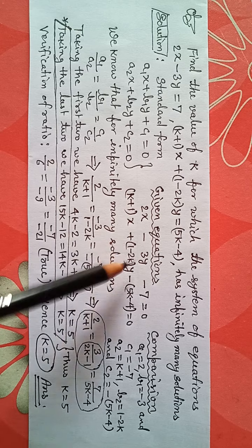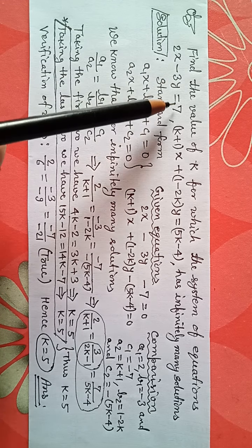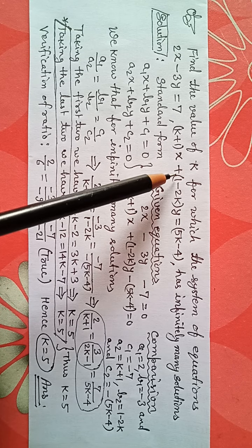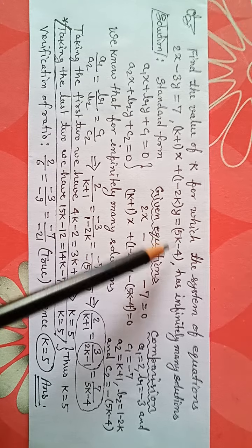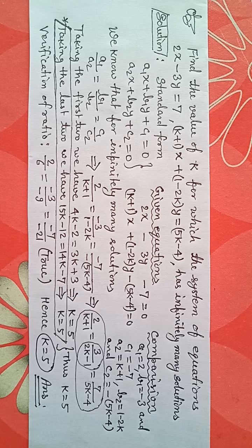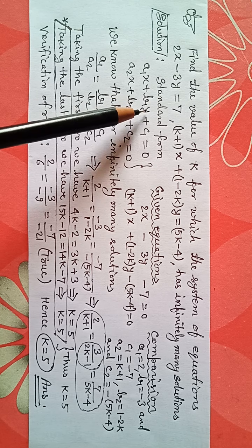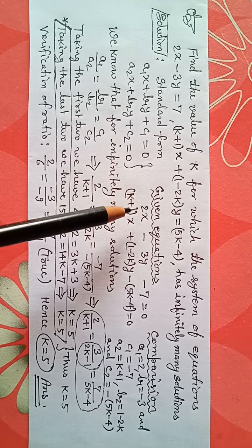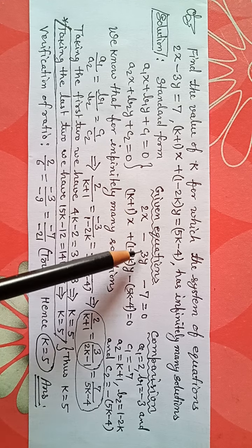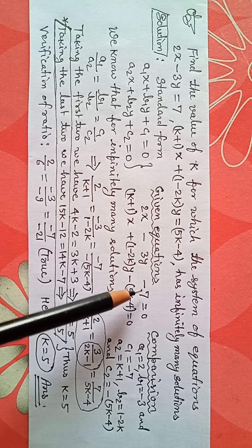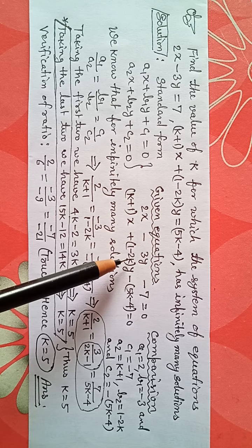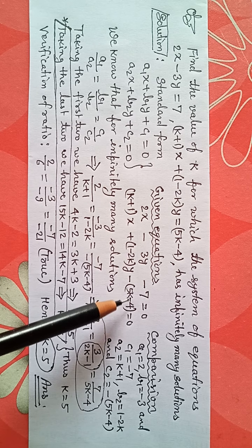Therefore, the given equations written in standard form are as follows: 2x minus 3y minus 7 is equal to 0, and (k plus 1) times x plus (1 minus 2k) times y minus (5k minus 4) is equal to 0. Comparing both the systems and the coefficients, we have a1 is 2, b1 is minus 3, c1 is minus 7. Similarly, a2 is k plus 1, b2 is 1 minus 2k and c2 is minus (5k minus 4).